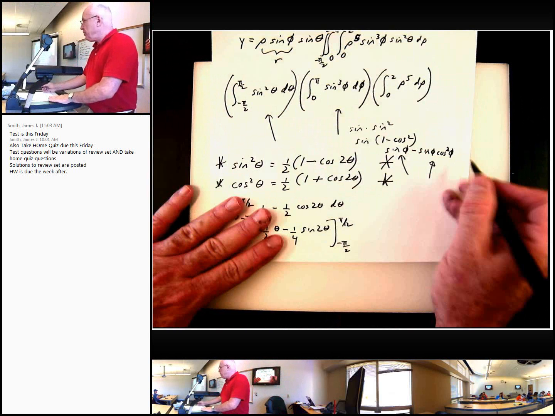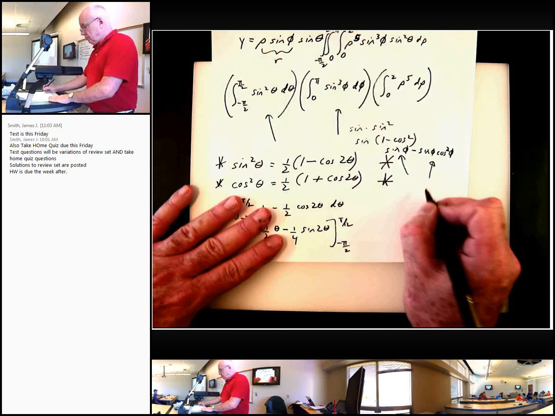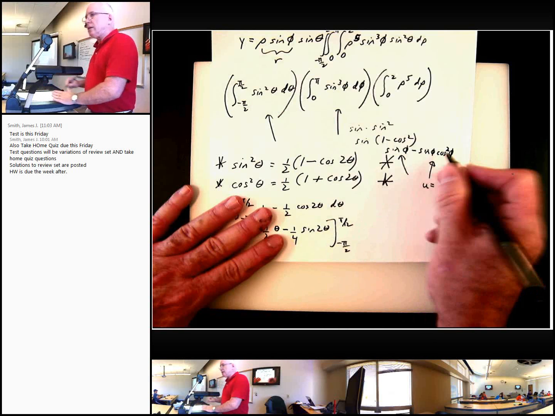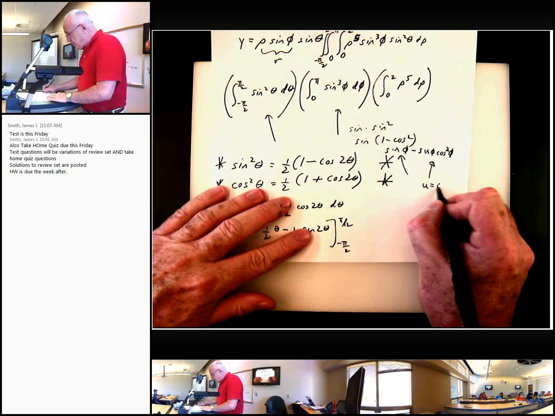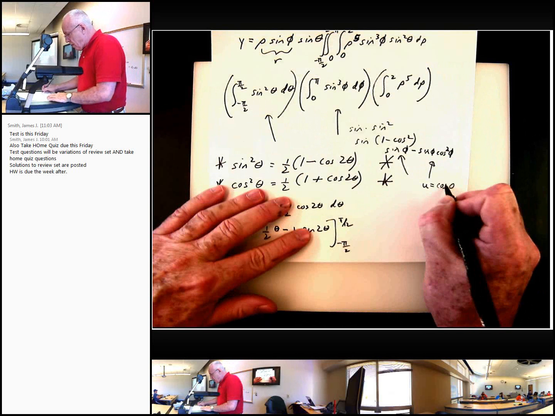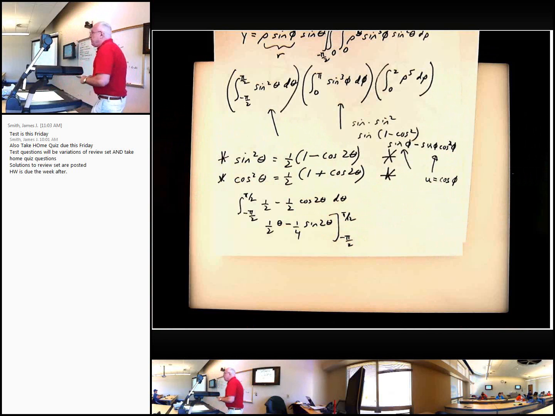What would be just the use of here for the second one? Anybody? Yeah, cosine of phi. And then go from there. Okay?